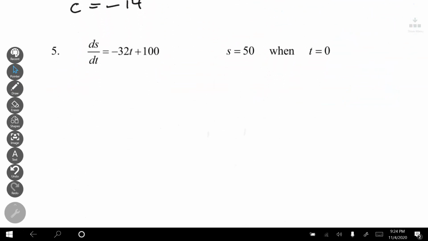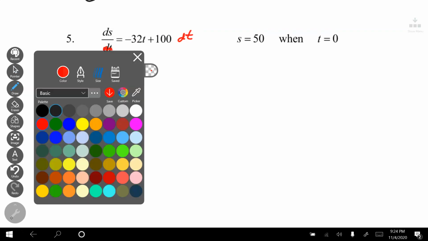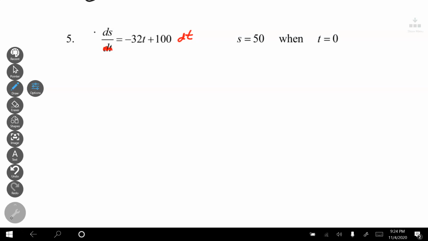And then finally, wow, this looks like physics to me. Yeah, we're going to be doing physics at some point. I could bring this dt over to the other side. Wow, dt. Maybe my variable is not always x. Maybe it's t for time. Take the antiderivative. My variable is s here, so s equals t squared, half of that, negative 16 plus 100t plus c.